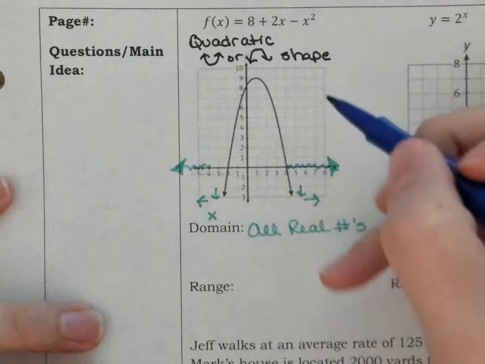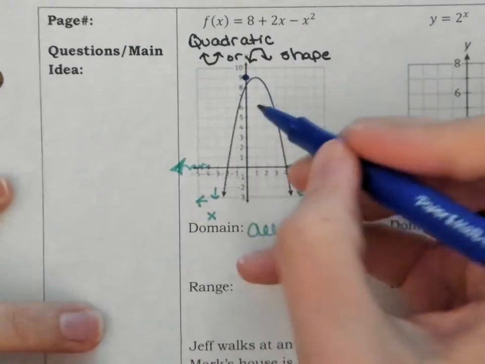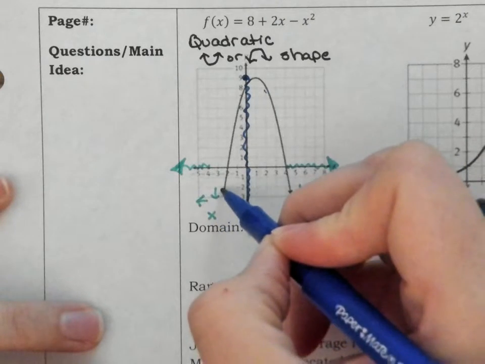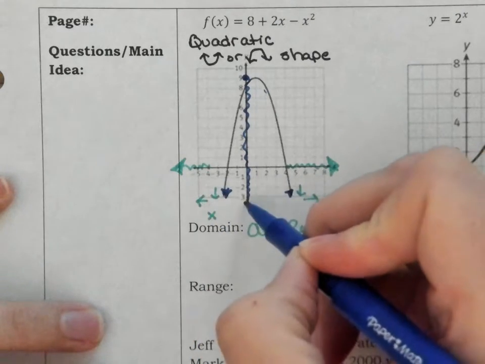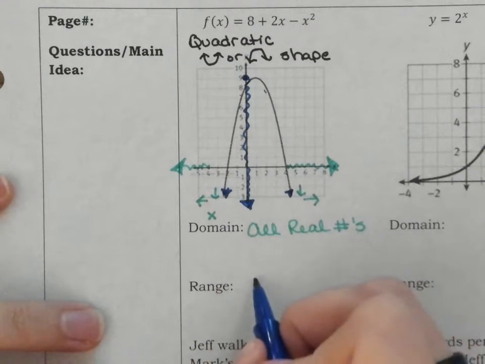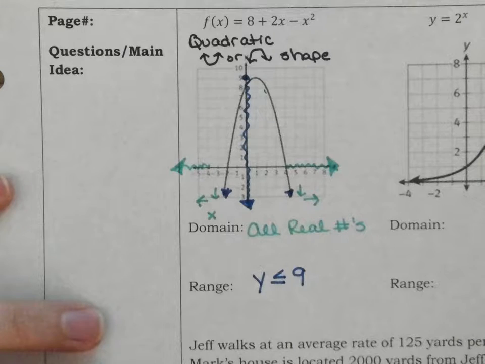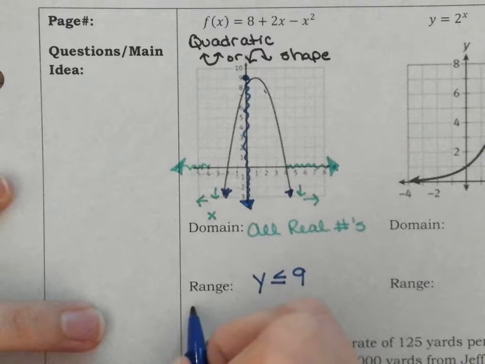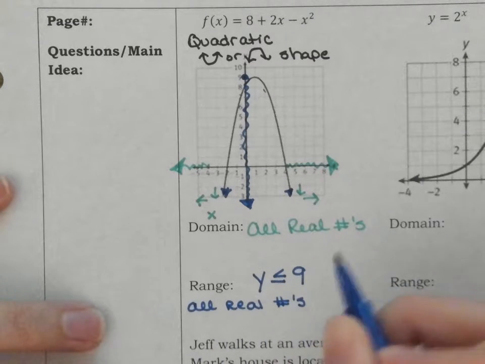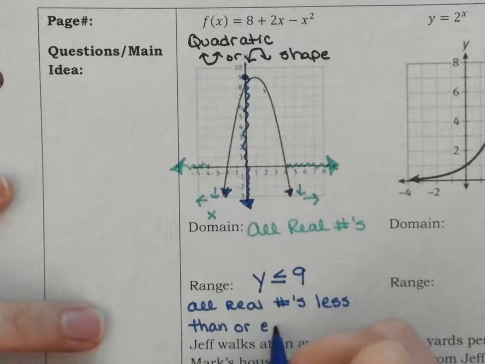And then my range is the y values, and my y values do have a starting point. They start up here at 9. And then they're going down, down, down, and then we see that it has an arrow. These arrows are pointing down. So this graph goes down forever, starting at 9. So we would say y, my range, is less than or equal to 9. And if we were to write this one in words, it would be all real numbers less than or equal to 9.